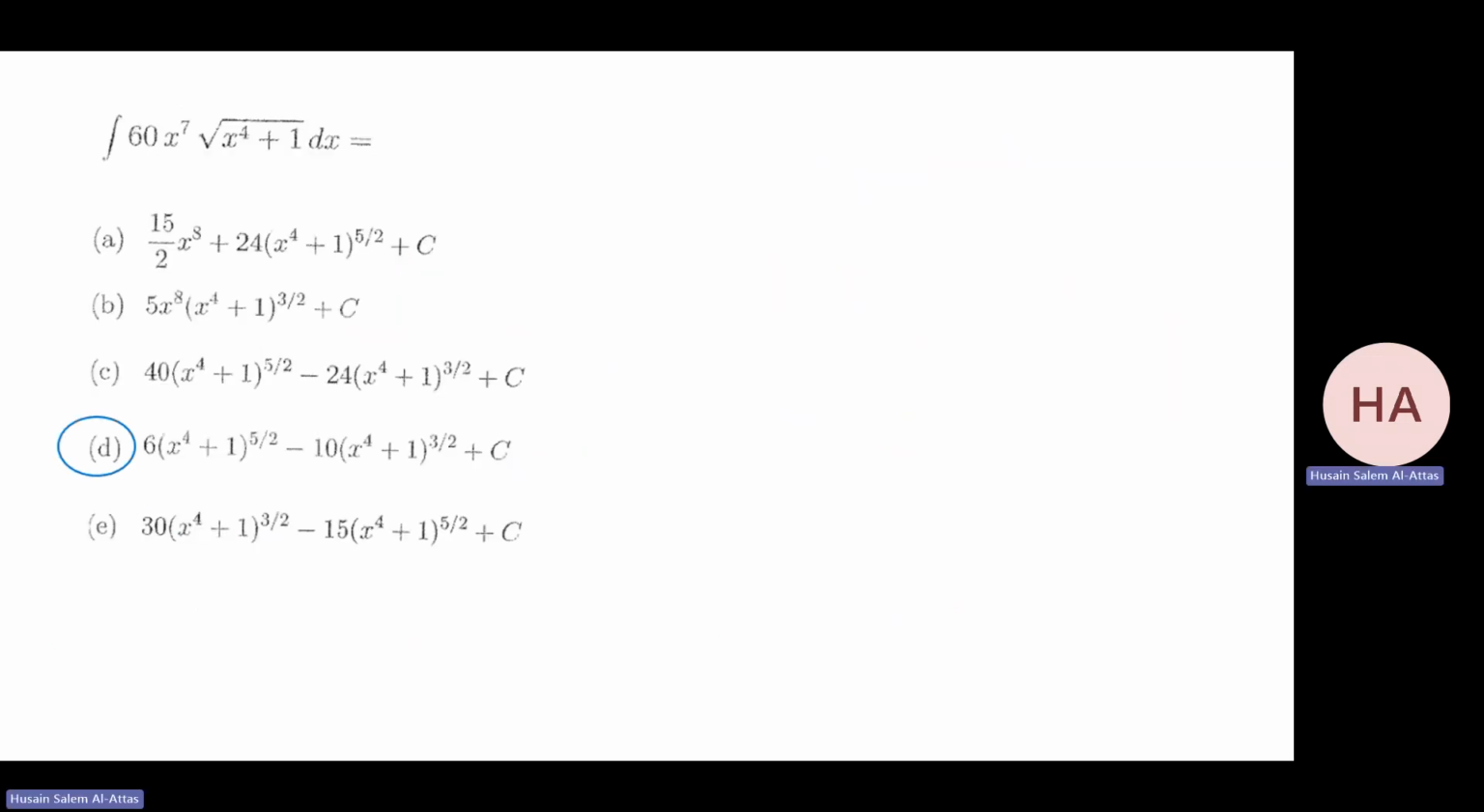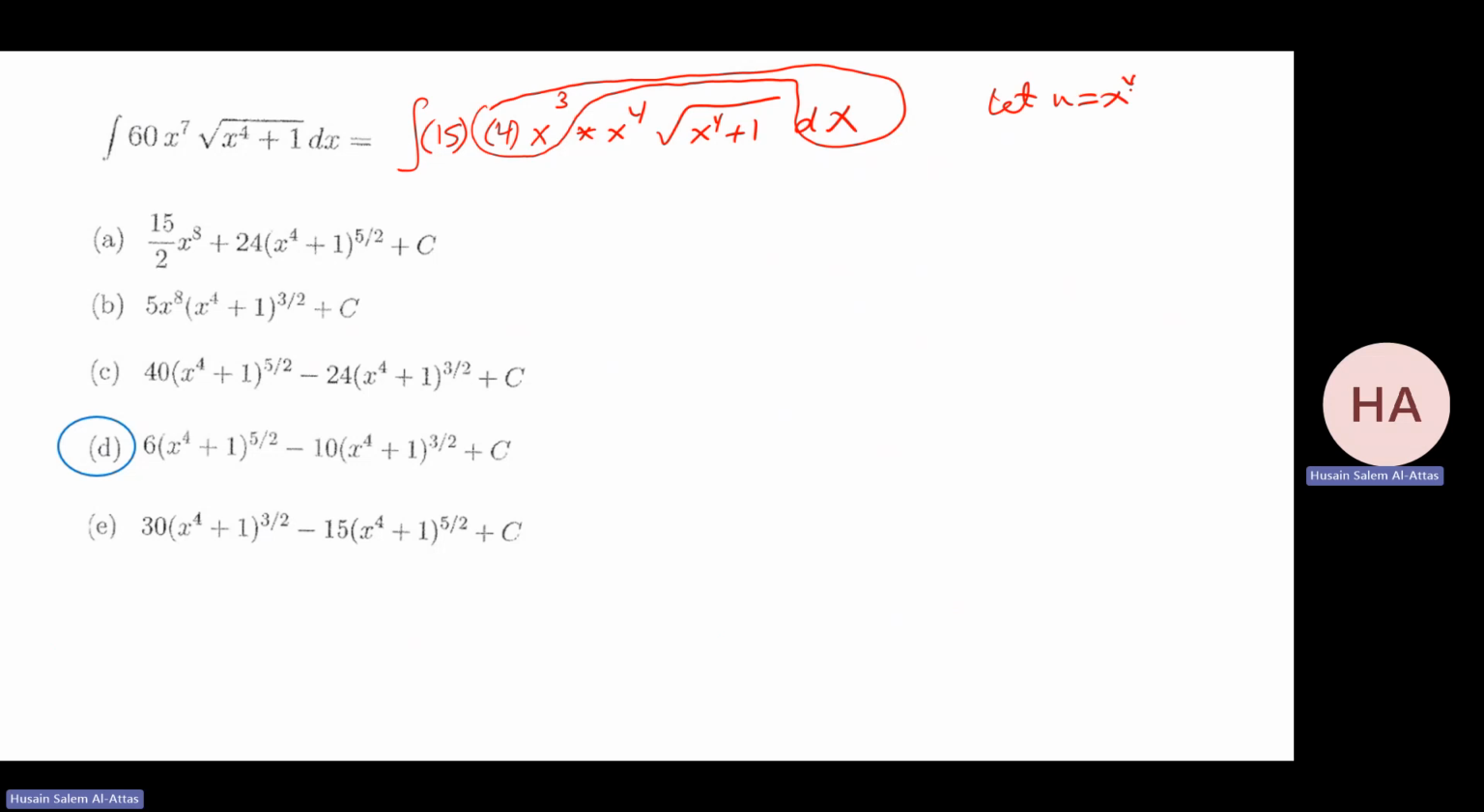Yeah. Here you need to split the x to the power 7 into 2 parts: x to the power 3 and x to the power 4. Also the 60 is going to split into 2 parts, 4 and 15. So this will be my du. If I take u as x to the power 4 plus 1, so du will be 4x cubed dx. Okay, so what I have, 15. x to the power 4 will be what? u minus 1.